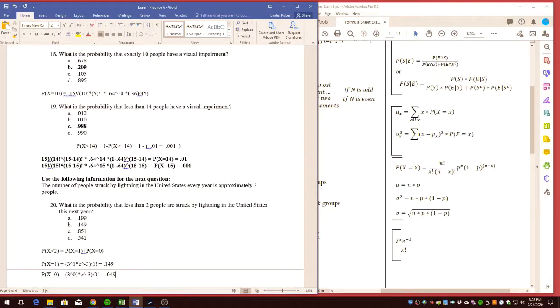Is that correct? Yep. So if I want the probability that less than 2 people are struck, I have to add these together. So I'll take 0.149 and add that to 0.049. If I'm rounding these to the second decimal, you actually should get 0.198. Once again, it's because I rounded the third decimal here. If I kept it out to more decimals and then rounded my answer, I would have got 0.199.